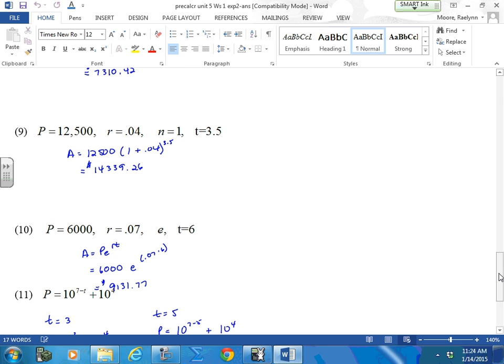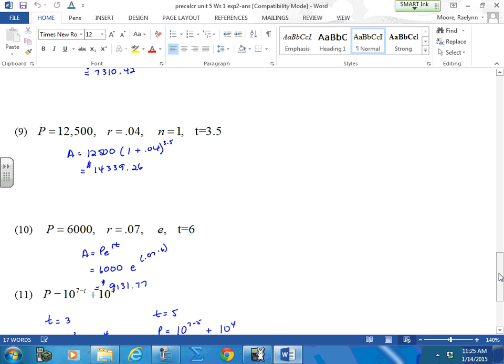You invested a lot more this time, $12,500 at 4%, and you only compound annually, once, for 3.5 years, and that's how much you make. Number 10 is to compound continuously, so that's PERC. It's easier if you use the E over the ln, so it kind of brings you up to the exponent. At 7% for the time, 6 years. And that's where you make your most, compounding continuously.